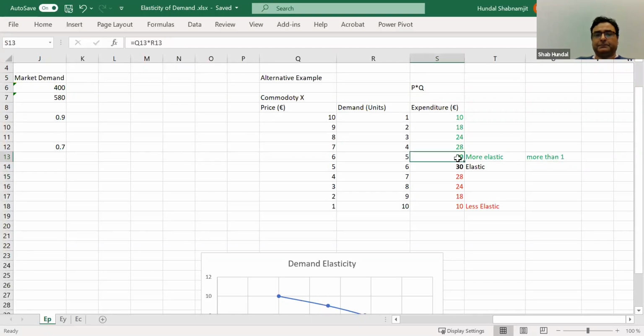Now look at here. The price is 6. The expenditure was 30. The price falls. Expenditure is still 30. So if that is the case, then we can see that the demand is basically equal to 1. So the elasticity would be equal to 1.